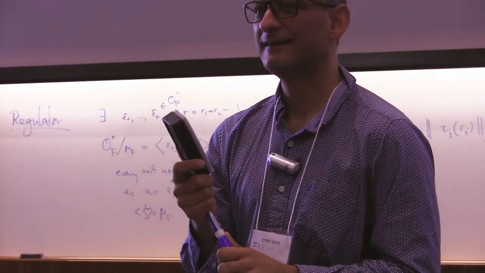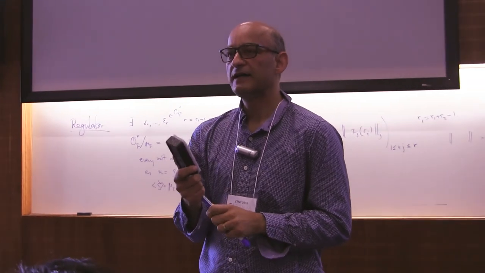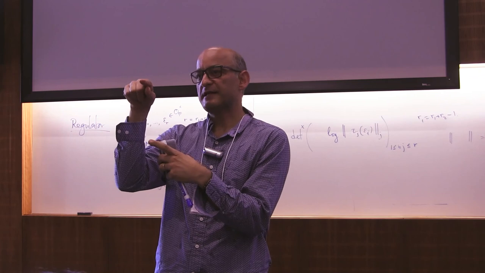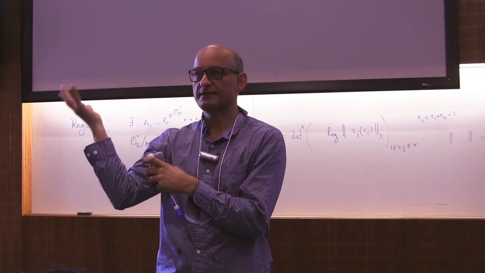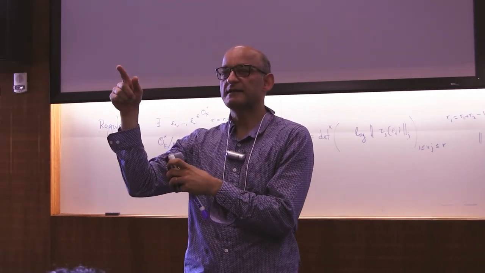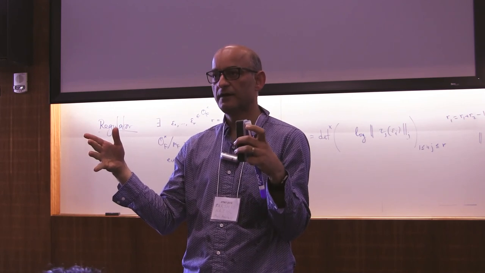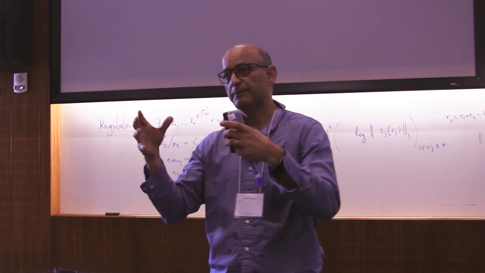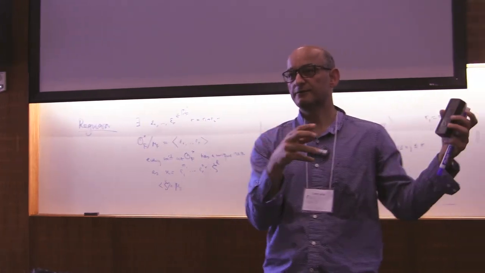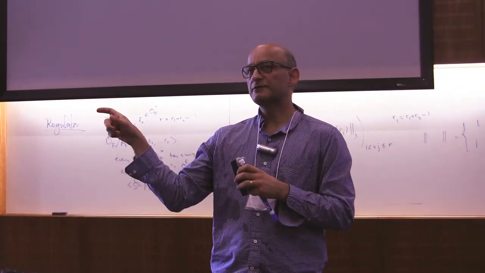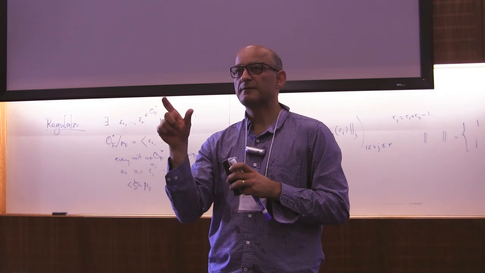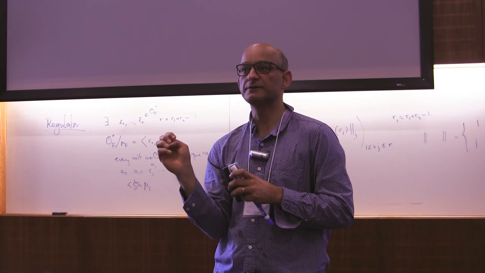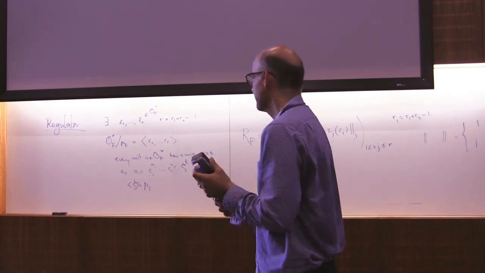Can you repeat the definition of R1 and R2? Yeah. So if you have a number field, then you express it as Q adjoin alpha for some alpha. That alpha is going to have a minimal polynomial. And then that polynomial is going to have a bunch of real roots and then a bunch of pairs of complex conjugate roots. So the number of real roots is R1, and the number of pairs of roots which are complex is R2. Okay?